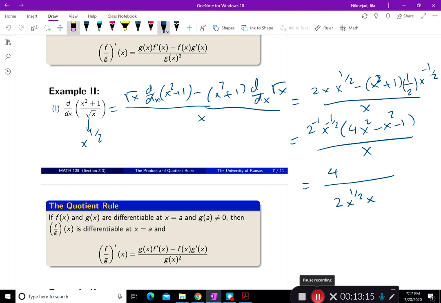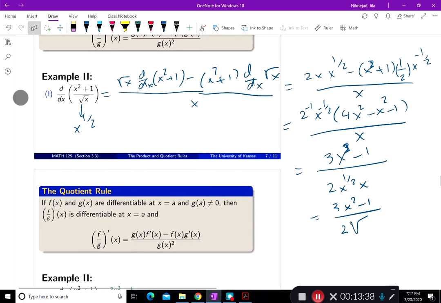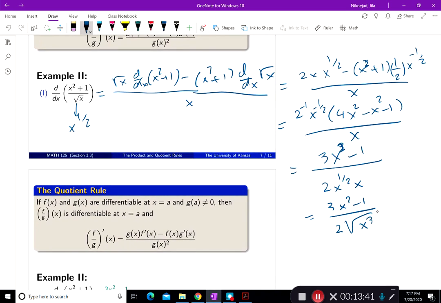I'll clean up this one. 4x squared minus x squared is 3x squared. Oops, sorry. And it would be 3x squared minus 1 over 2, times x to the power 3/2, or square root of x to the power 3.